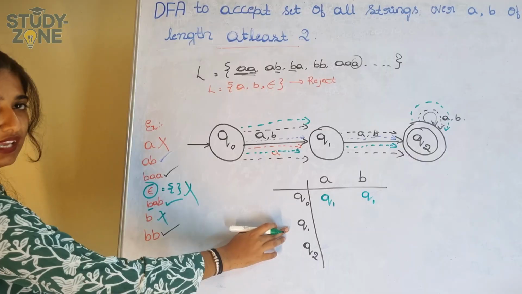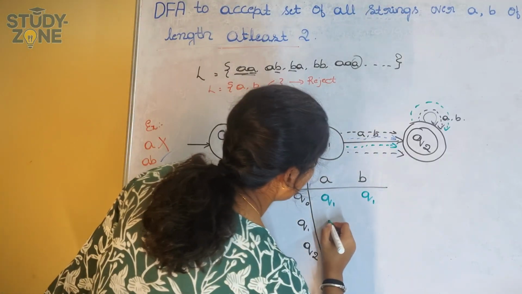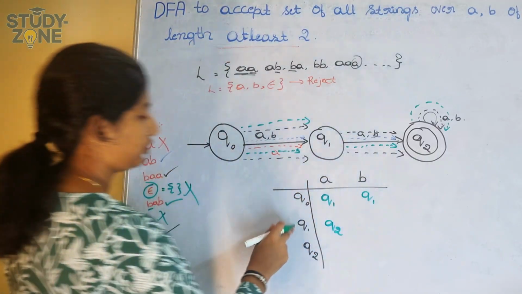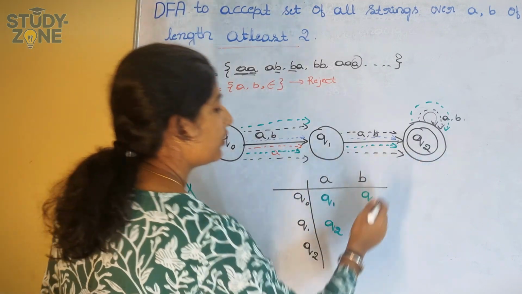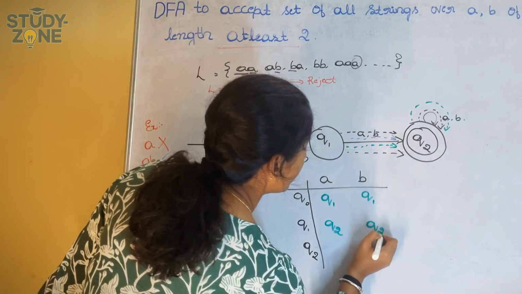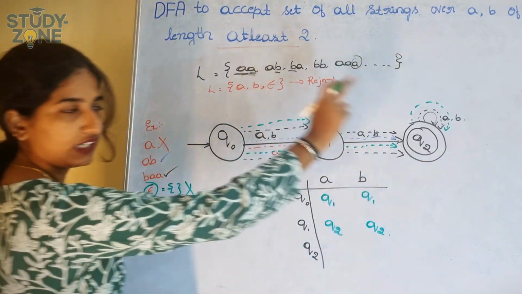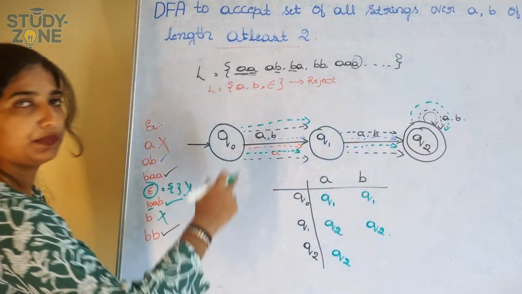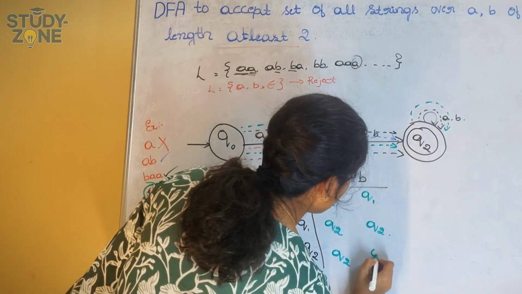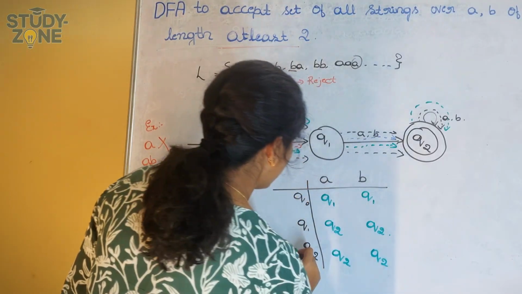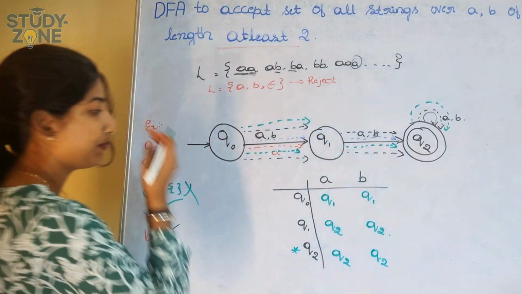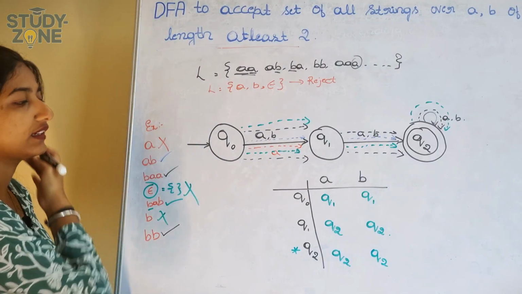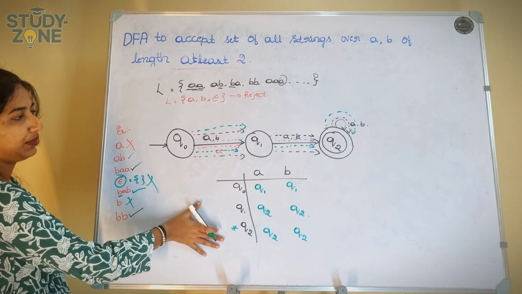And Q1 on A moving to Q2 and Q1 on B also moving to Q2. And then Q2 on A, it will remain in Q2 state only, and Q2 on B, it will also remain in Q2 state only. So this is the accepting state. This is how we represent the transition table.